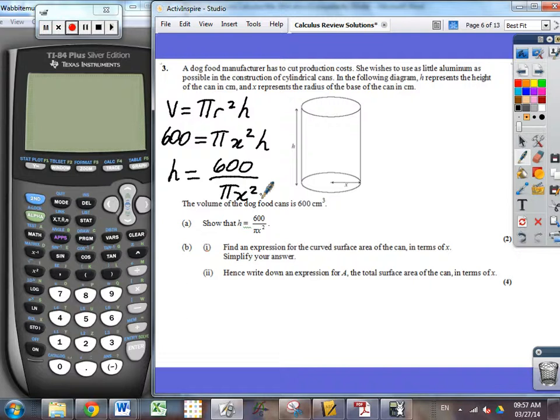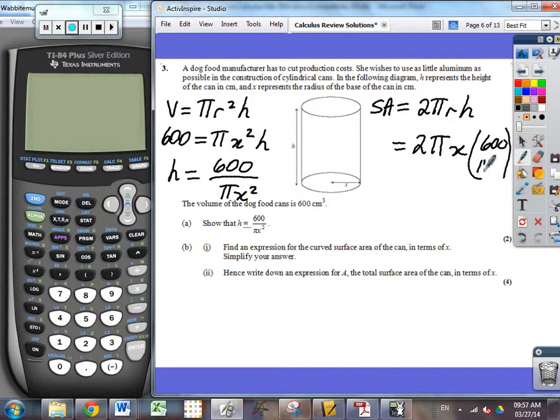Moving on to part B, you need to find an expression for the curved surface area of the can. So the formula package tells you that the curved surface area is 2 pi r h. In our situation, of course, we need it to be entirely in terms of x. So let's change our radius to an x, and let's change the height to this expression that we found in part A of 600 over pi x squared.